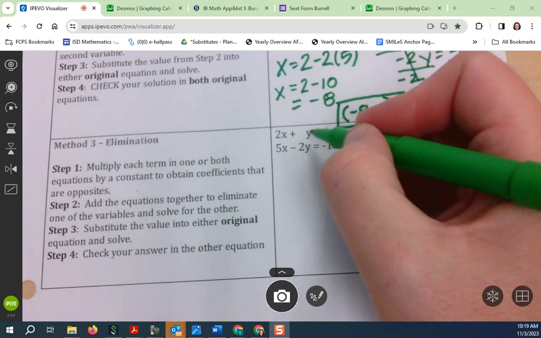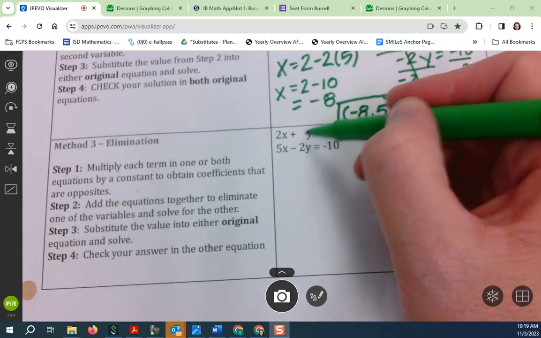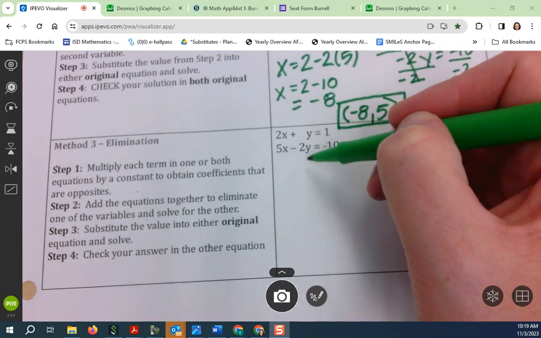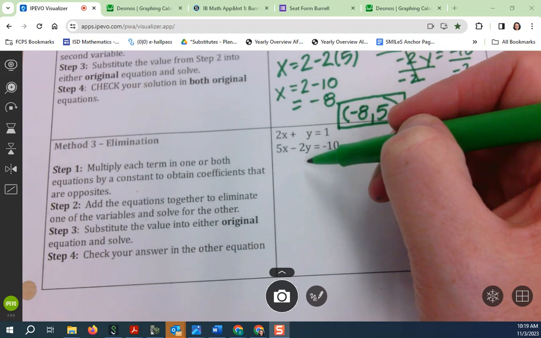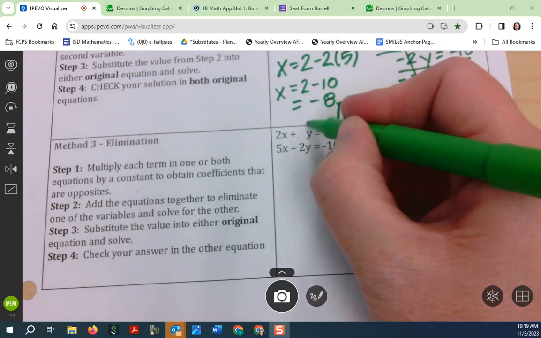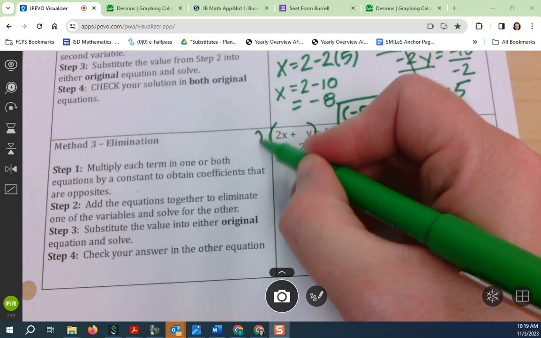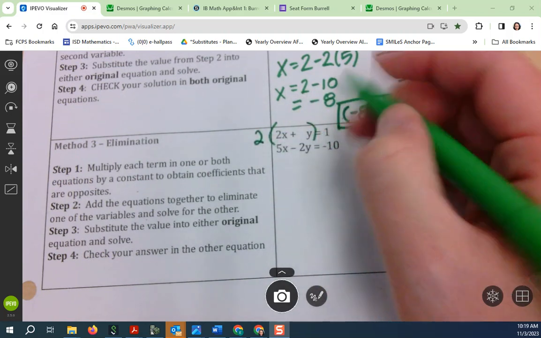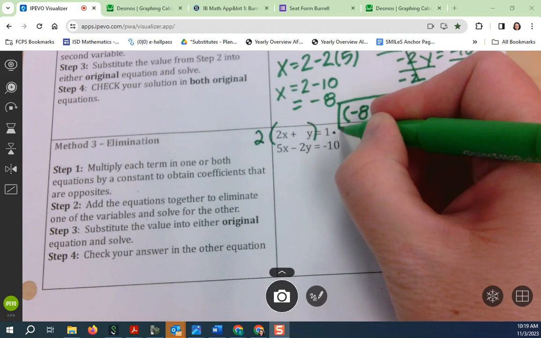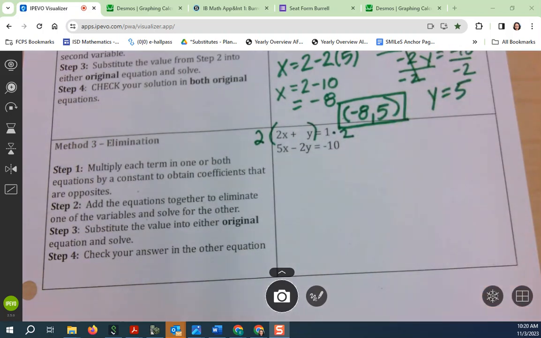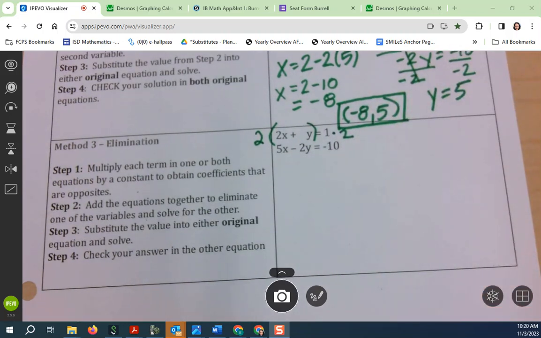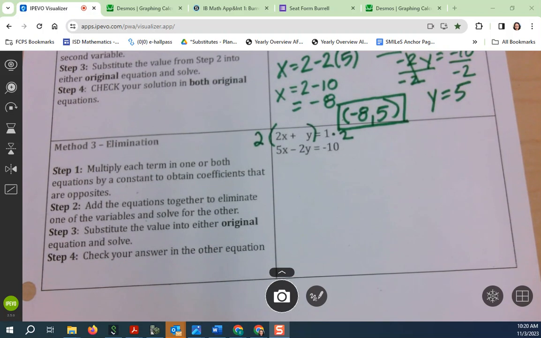All right, the y's are going to be easier because I could multiply this y by 2, and then it would become the opposite of negative 2, okay? But I'm not allowed to just do that unless I keep my equation balanced. So if I want to multiply this side by 2, I have to also multiply this side by 2. So you can multiply an equation by 2 as long as you multiply both sides to keep it balanced.